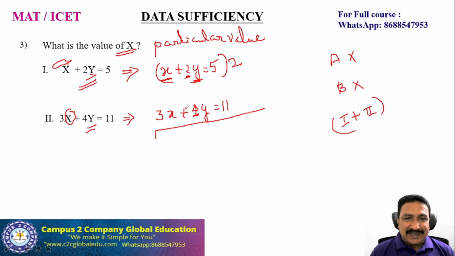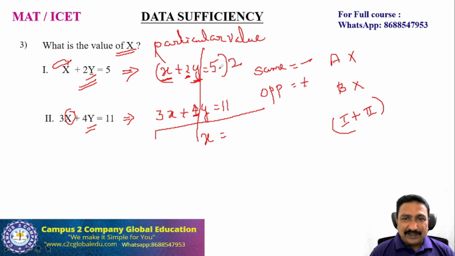And look at the signs. Whenever the signs are the same, we have to subtract. Whenever the signs are opposite, we have to add while solving the two equations. Here the signs are the same, so we have to subtract. So 4y minus 4y gets cancelled. Now here this is 3x, here this is 2x, so 3x minus 2x is equal to x.